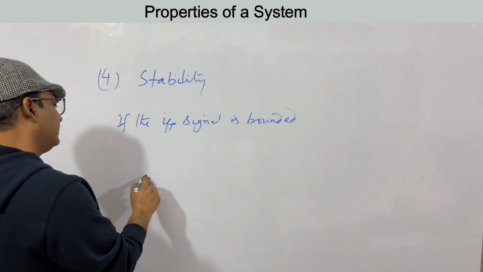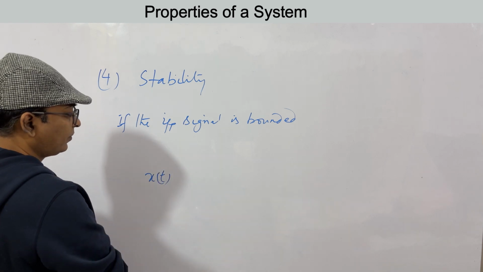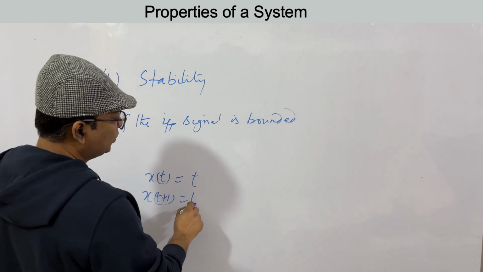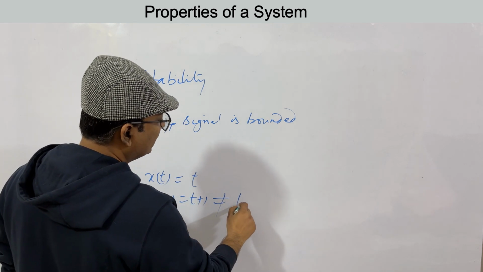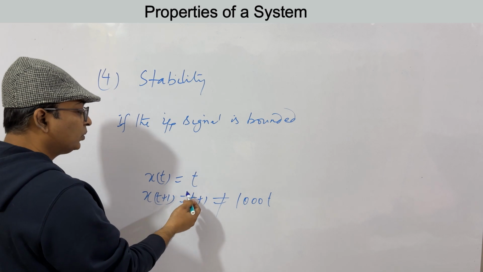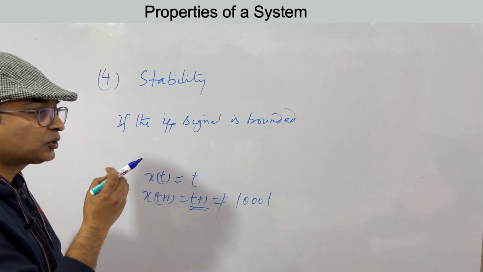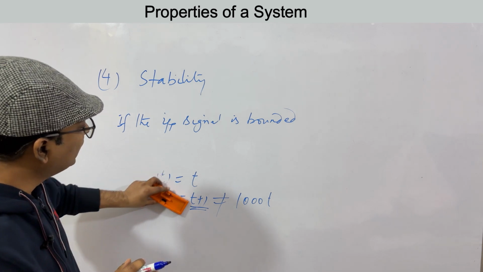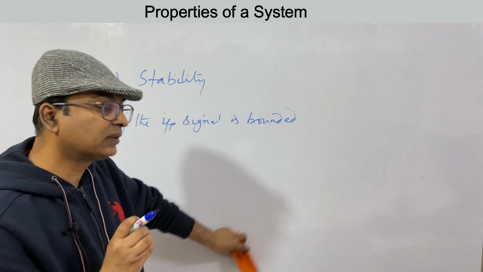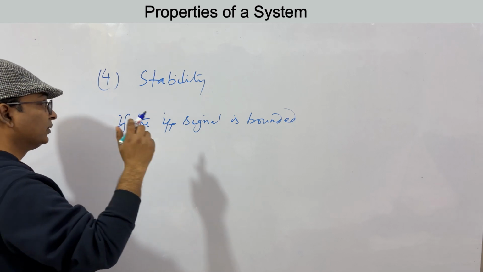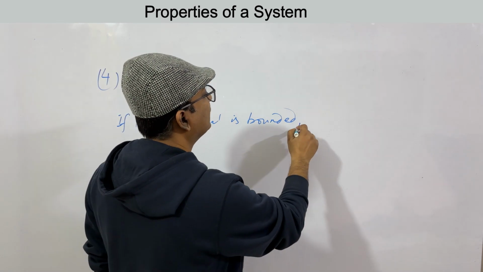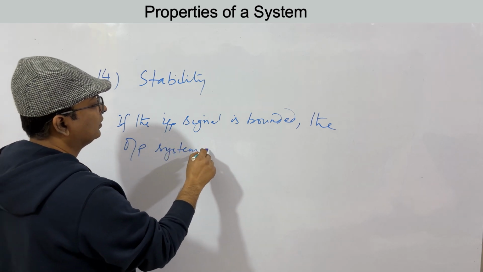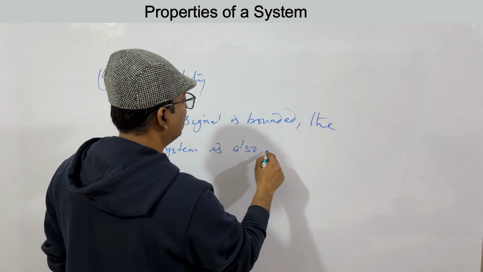That is, if we have a signal x(t) like t, so x(t plus 1) will be t plus 1. It cannot be 1000 t. So this is bounded. That is, with a small increase, the signal does not diverge. That type of signal is called a bounded signal. With a small increase in the input, you have a small increase in the output also. So if the input signal is bounded, the output of the system is also bounded. This is the meaning of stability.